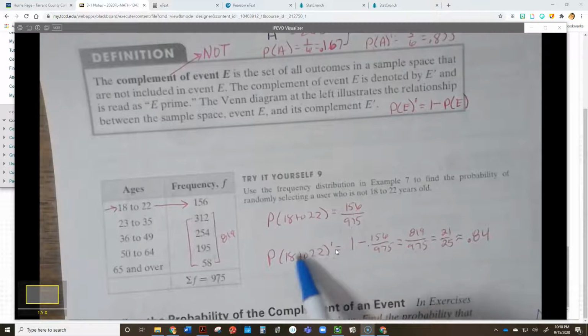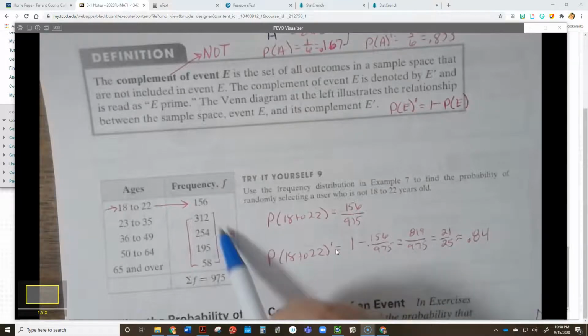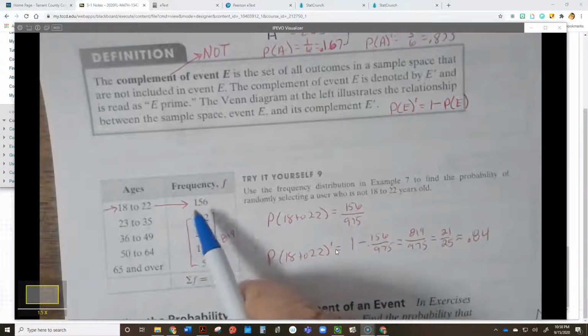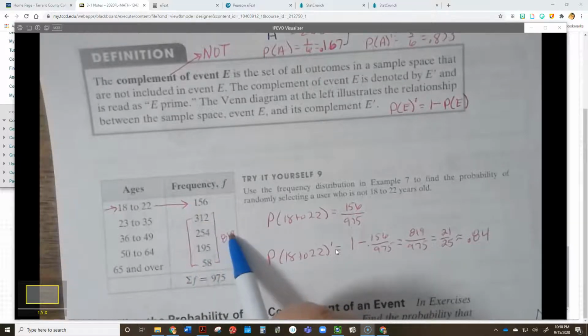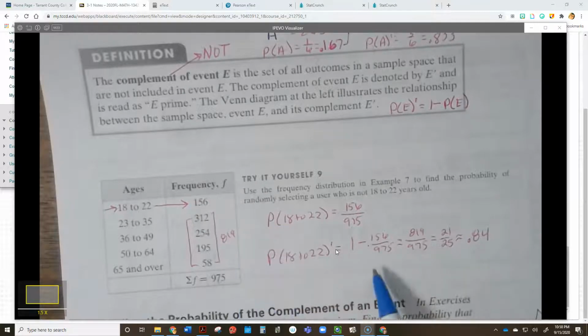And that means that the complement, the ones that are not 18 to 22, is going to be 1 minus 156 over 975. Well, that kind of makes sense. If you take away 156 from 975, you'll get all of this. If you add those up, you'll see that it's 819. So 1 minus 156 over 975 is going to give you 819 over 975. And reduce that down, because we always report probabilities in reduced fractions or decimals.